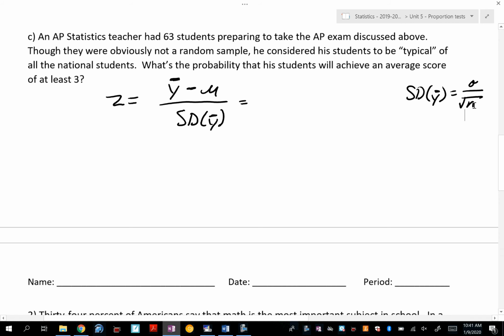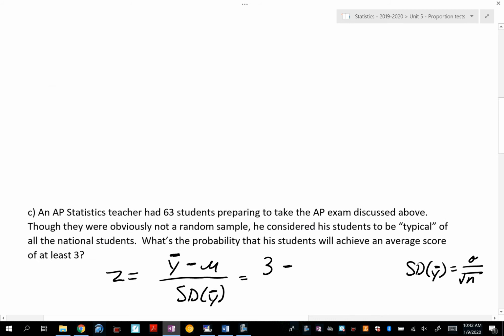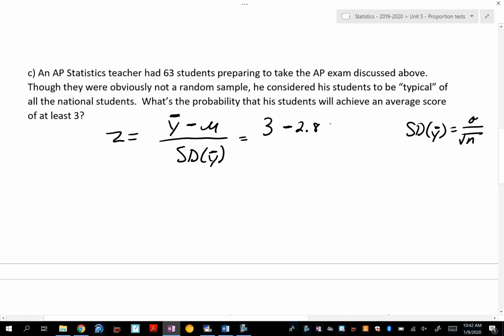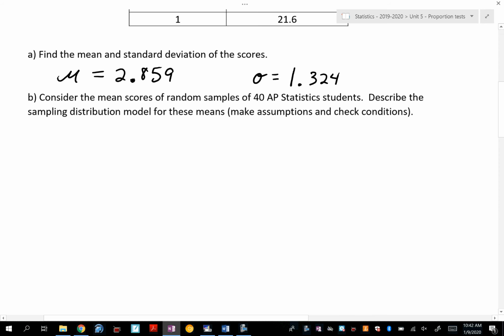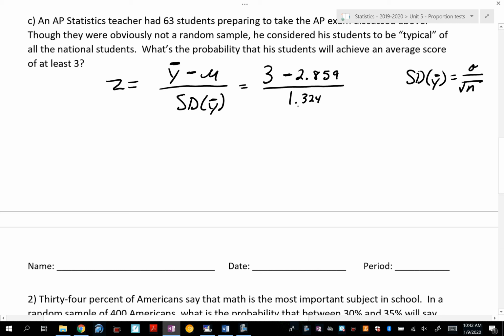What does it say about the number that we think these students are going to achieve on their AP score for this test? At least a 3. So the number I care about is 3, and I'm going to replace Y bar with 3. Now what about for all of the students that took this, what was the average? If you scrolled up, 2.859. So I'm going to replace mu with 2.859. And if I'm using this formula, sigma over the square root of n for my denominator, I'm going to write my sigma, 1.324, divided by the square root of 63.